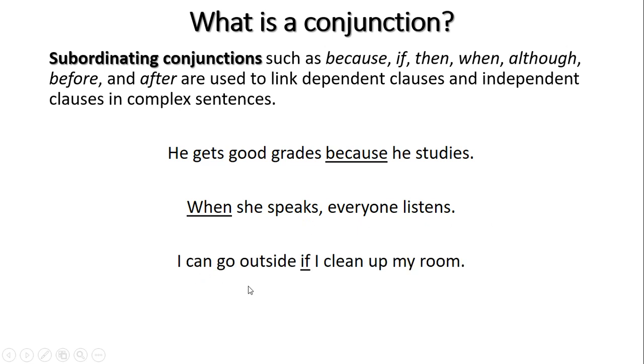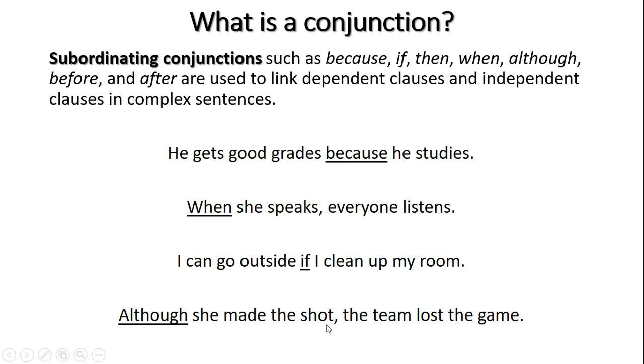Here's another sentence. I can go outside if I clean up my room. This sentence starts off with an independent clause. I can go outside. I have a subject I and can go. There's my subject verb. I can go outside. Now I have a dependent clause that finishes up the sentence. If I clean up my room, I have a subject I and I have a verb clean. If I clean up my room. So I started the sentence with an independent clause. I finished with a dependent clause, and there was no need for a comma because I started with an independent clause.